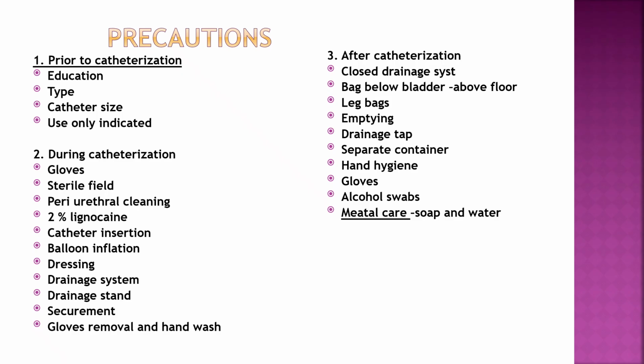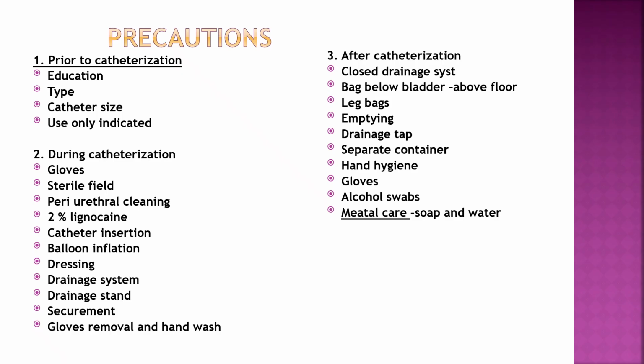Periurethral cleaning should be done with proper aseptic precautions. Then catheter insertion should be done with 2% lignocaine. Then balloon inflation should be done and it is secured properly. Then gloves are removed and hand wash is done. After catheterization, the closed drainage system is properly maintained.